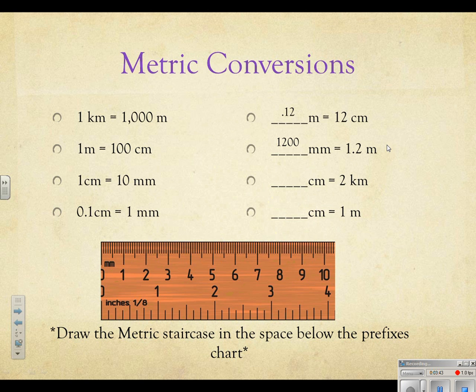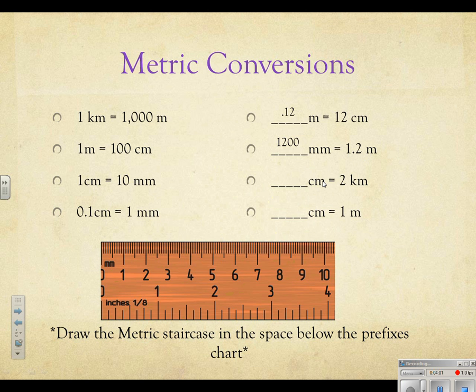1.2 meters is going to be equivalent to 1,200 millimeters. Okay, because now we're going to go from a larger unit to a smaller unit, so we're going to actually move the decimal point to the right. And we'll look at this to review it in case you don't remember. So we had to go 1, 2, 3 places to the right, we got 1,200.